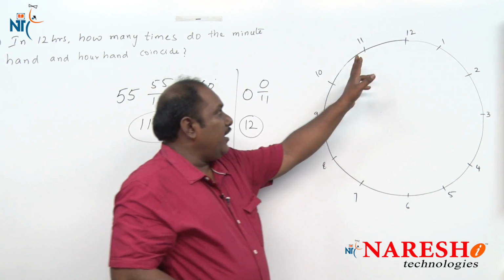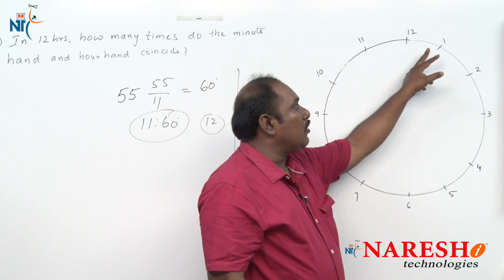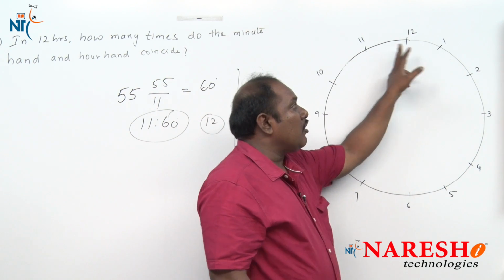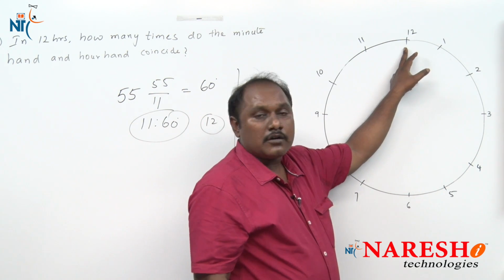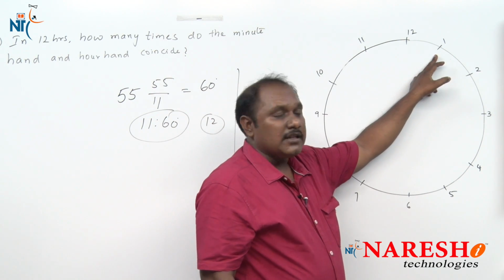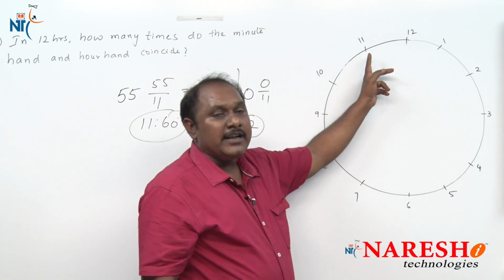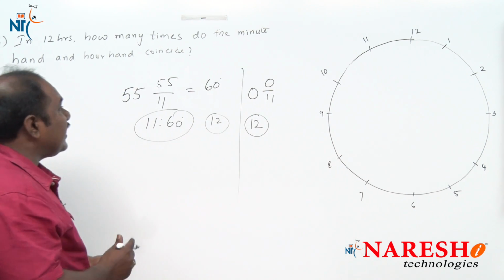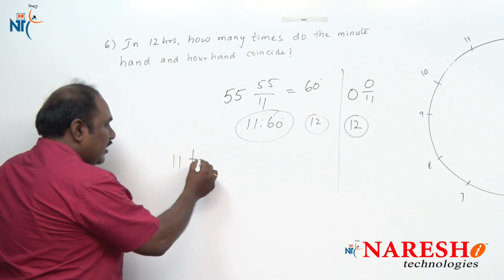So in between 11 o'clock and 12 o'clock, they do not coincide, and in between 12 o'clock and 1 o'clock also, they do not coincide. But in between 11 o'clock and 1 o'clock, they coincide once, that is exactly at 12 o'clock. So in these 2 hours, they will be coinciding once, but in the remaining 10 hours, they will be coinciding 10 times. So totally in 12 hours, how many times do the minute hand and hour hand coincide? The answer is 11 times.